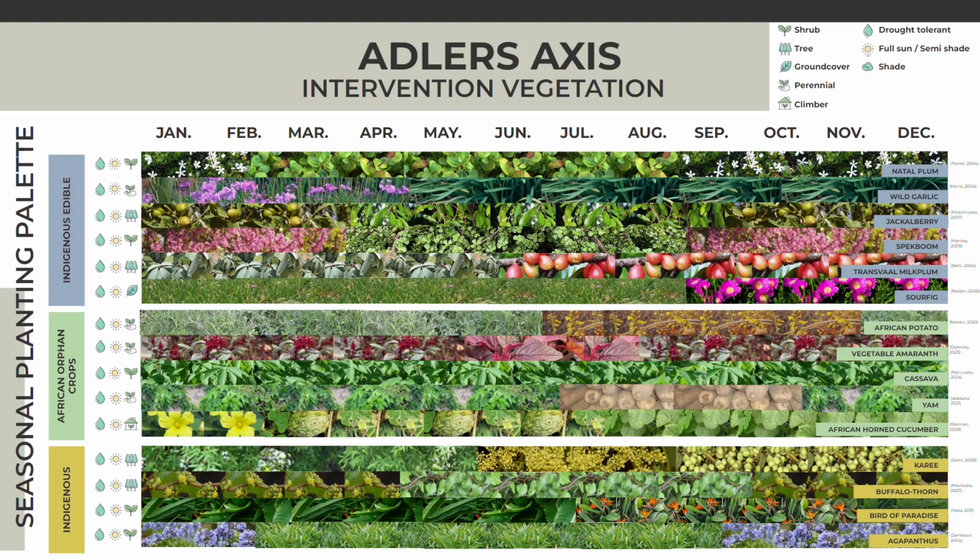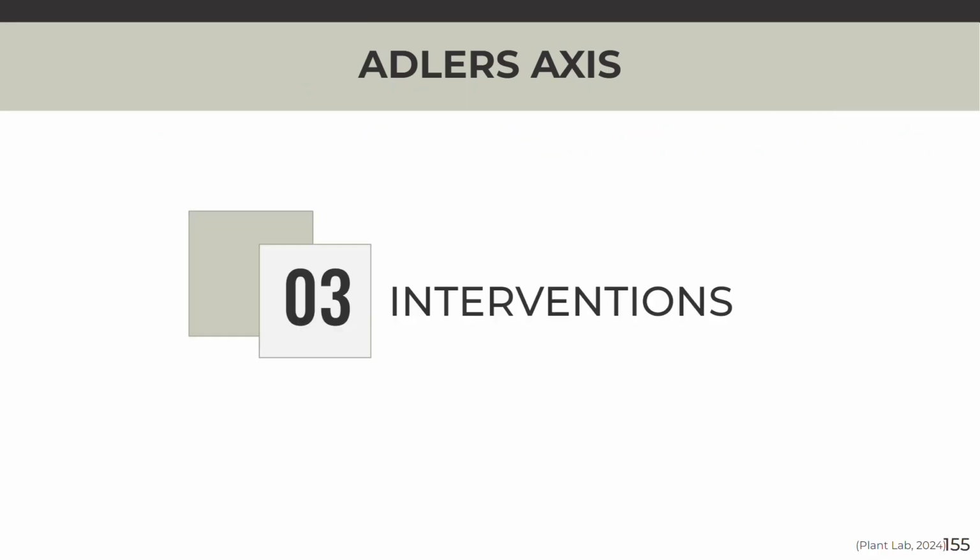We looked at proposing a new planting palette. It includes a variety of EGI and indigenous vegetation, with specific note taken of the African orphan crops being introduced. This planting palette also includes basic vegetables such as lettuce, tomato and spinach that when done right can be harvested throughout the year. The seasonal planting palette gives us an indication of how our proposed vegetation will mature and grow throughout the year. Moving to our interventions.